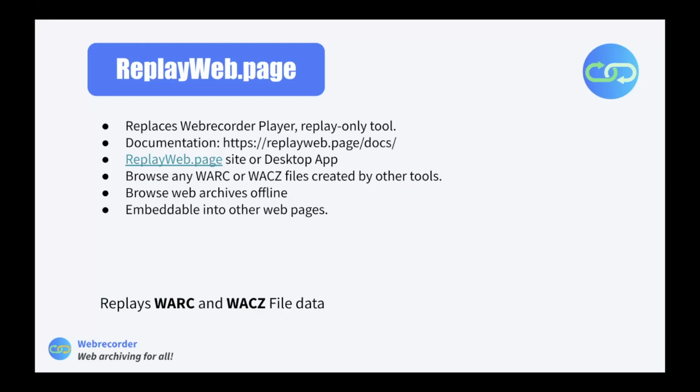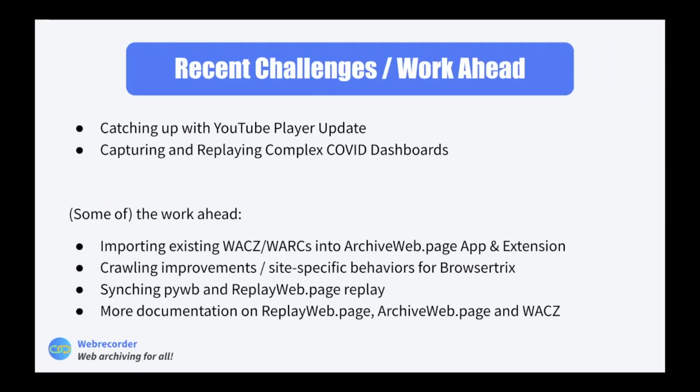And it can also be used to view web archives entirely offline using the app, and actually even using the site itself. You can install it as a progressive web app, which allows it to run offline. And you could also embed Replayweb.page into other sites. And yeah, that's the idea. And so, what are some of the recent challenges and work ahead?